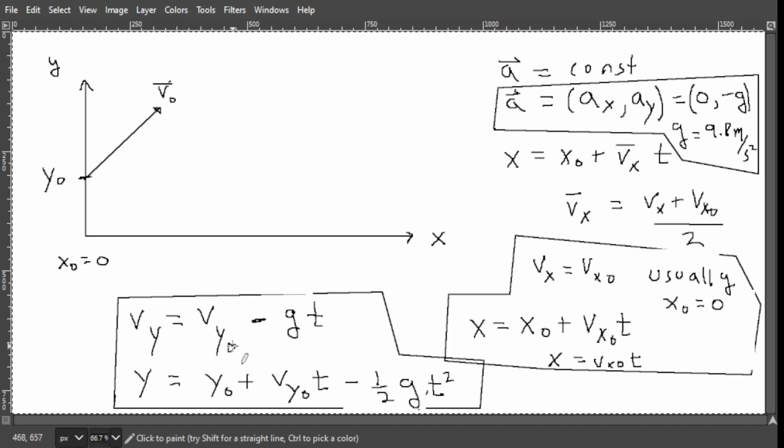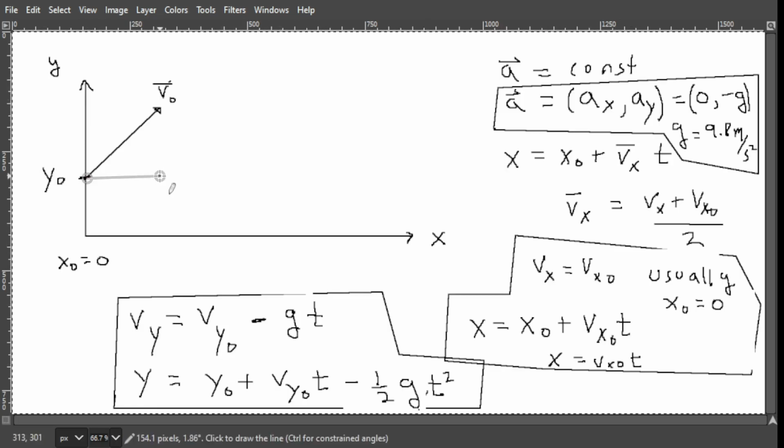The y velocity is whatever it starts off at, the y component of velocity, minus acceleration due to gravity times time. So here, how are we going to break our initial velocity into components? Okay, so we see we have an initial y and x component of velocity. Let's look at breaking those up into their components.